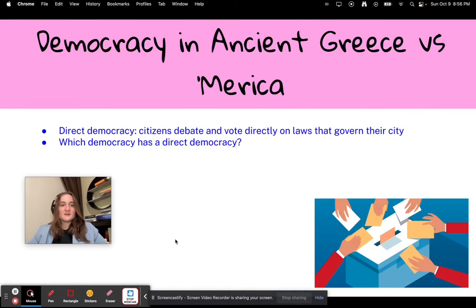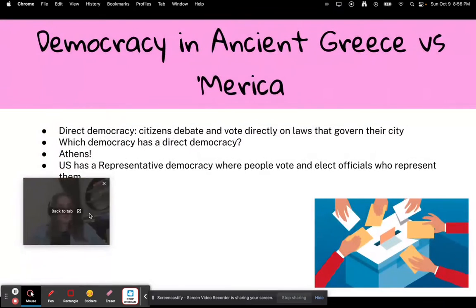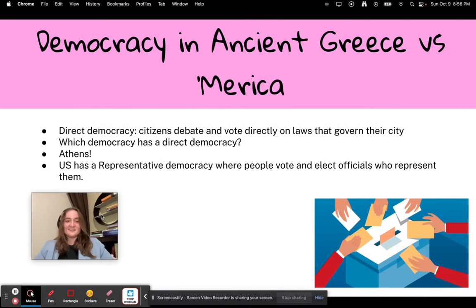All right, first question. Direct democracy is when citizens debate and vote directly on laws that govern their city. Which democracy has a direct democracy? That's right, Athens does. The US does not. We have a representative democracy where people vote and elect officials who represent them.